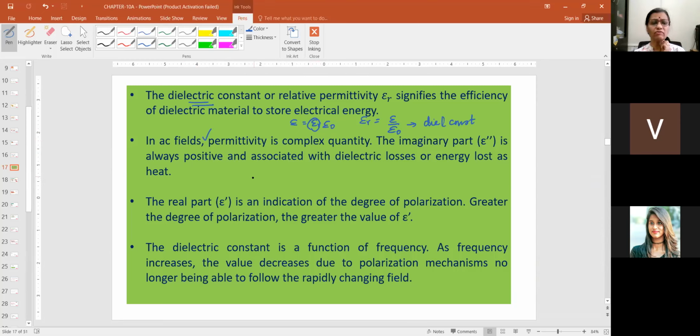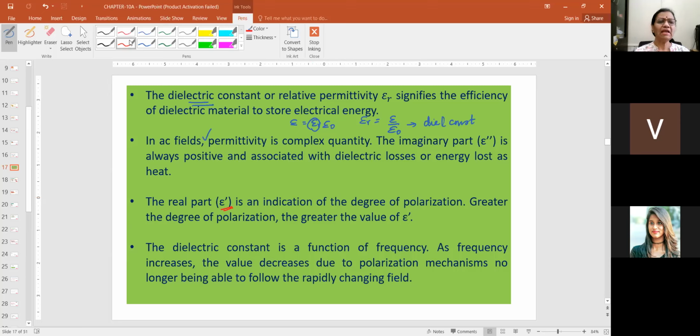Now, what is the significance of the real part? Let us look at the significance of the real part. The real part is talking about the degree of polarization. That is not surprising, because when we introduced dielectrics for the first time in physics, we saw that the dipoles are all randomly oriented, and then when you apply an external electric field, the dipoles will orient. How much orientation of the dipoles happens? That is polarization. So the degree of polarization is signified by the value of the real part. The larger the polarization, the larger epsilon prime will be.